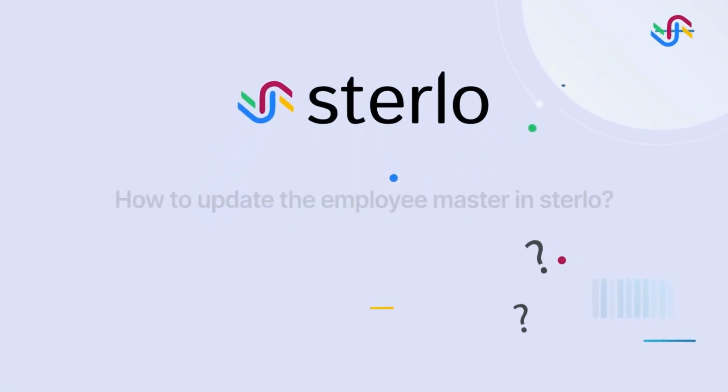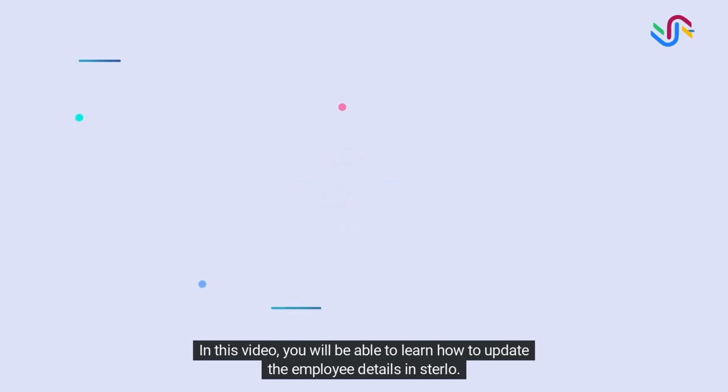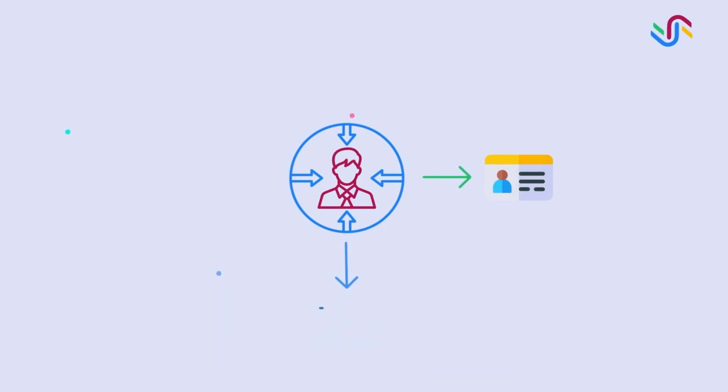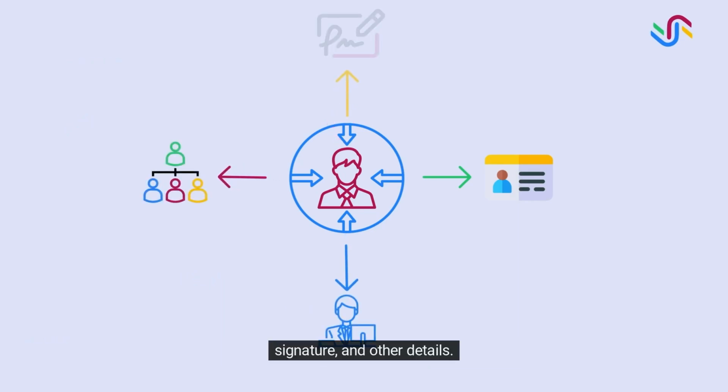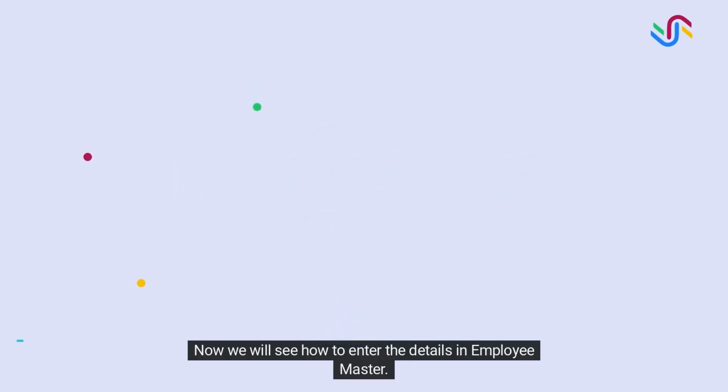Hi. In this video, you will be able to learn how to update the employee details in Sterlo. In an employee master, you can enter details like employee name, designation, department name, signature, and other details. Now we will see how to enter the details in employee master.